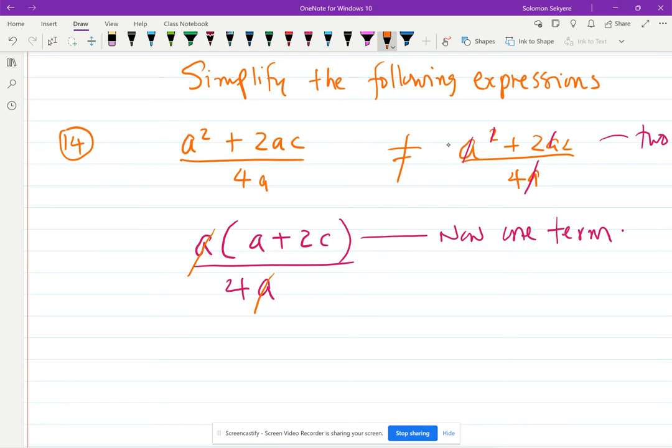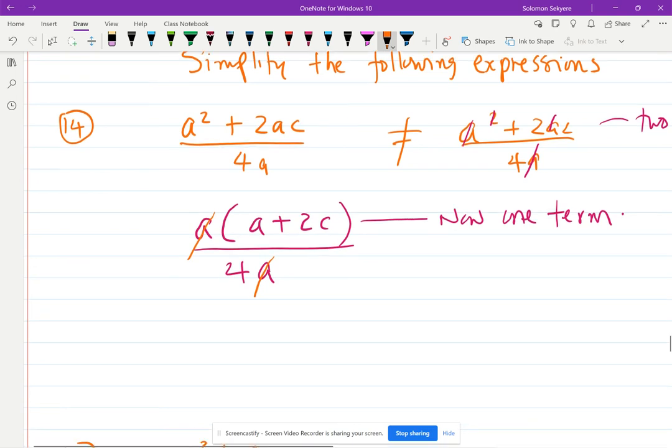It says a squared plus 2ac divided by 4a. So you look at the numerator and the denominator and see if you can simplify them before dividing. In a squared plus 2ac, a squared means a times a, so a is common to both. You factor it out to make it easier. When I factor one a out, I have one a left here, and I remove the a over here. So I'm left with a plus 2c.